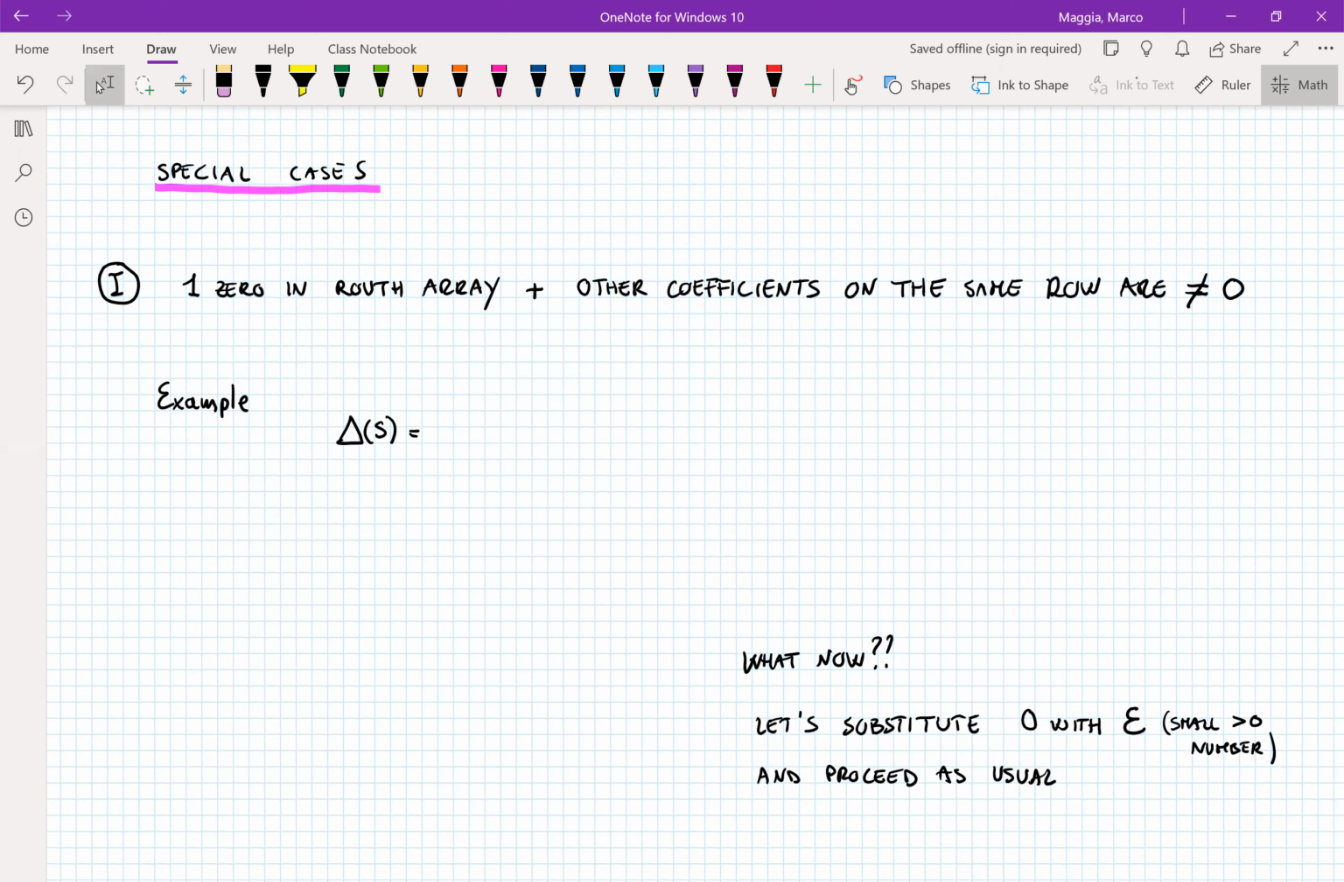So the first case would be that you'll find one 0 in the Routh array, and then some of the other coefficients, or at least one of the other coefficients on the same row, are different than 0. Let's take a look at an example to see what I mean. So here we have a 5th order characteristic polynomial.